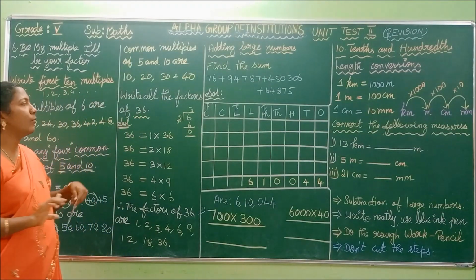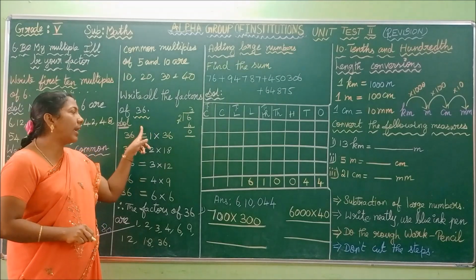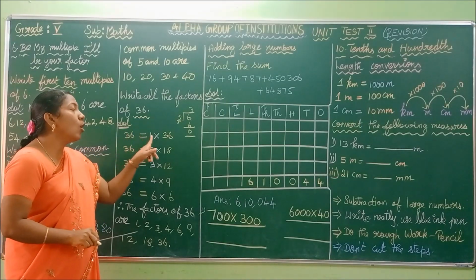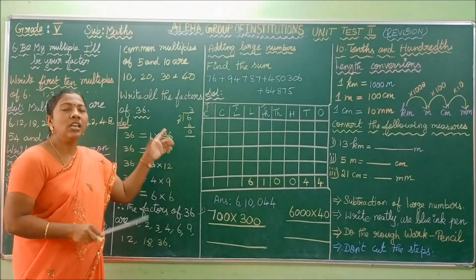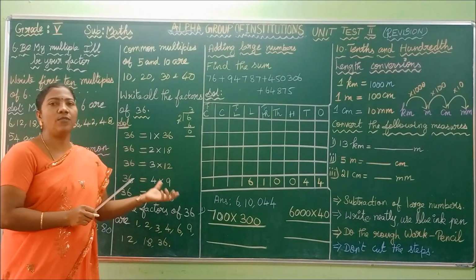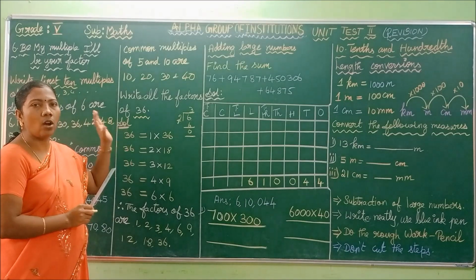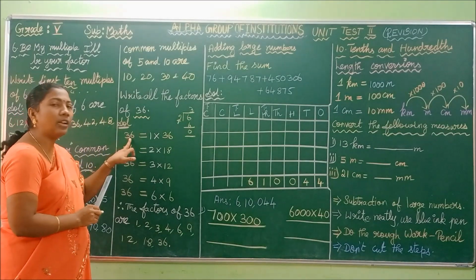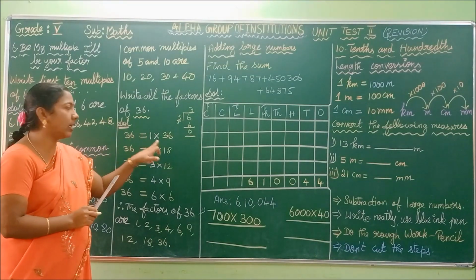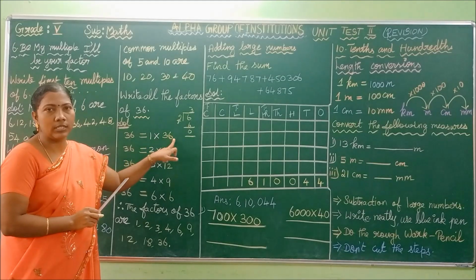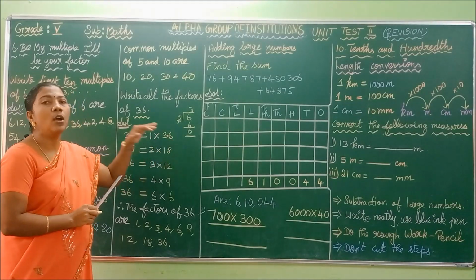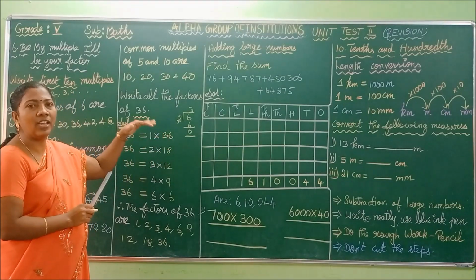How do you find the factors of 36? By writing 36 as a product of some other numbers, we can easily find all the factors of the given number. So the first step for all the sums is to write the given number as a product with 1. That is 1 into 36.